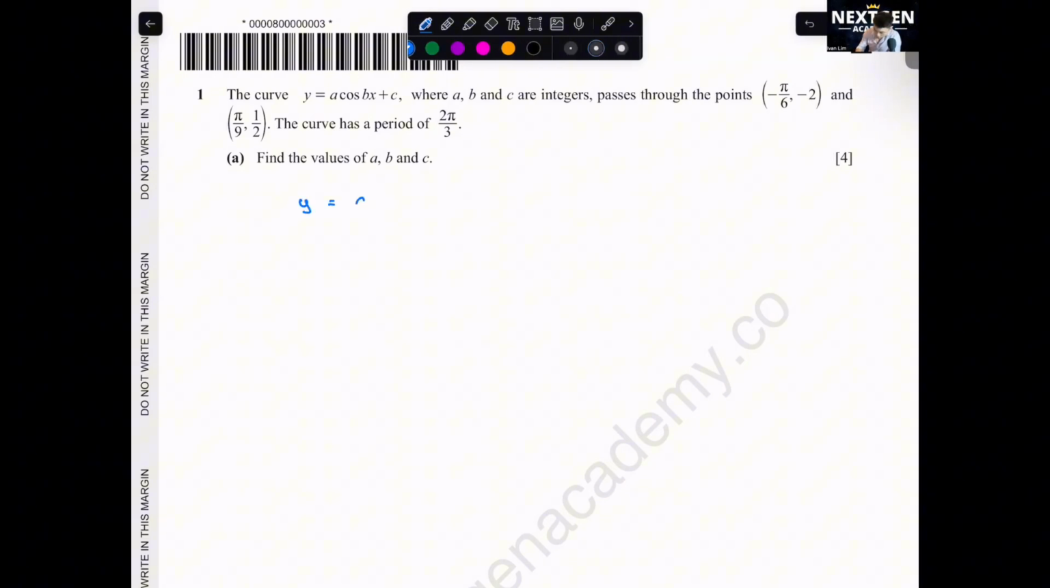I just write here first, y equals a cos bx plus c. We need to be clear: a refers to your amplitude, b is related to the period, and c is your vertical translation. Very good, Aurelia. We will start with b first, because the period is equal to 2 pi over b, or 360 degrees over b. So you have to start with the b value first.